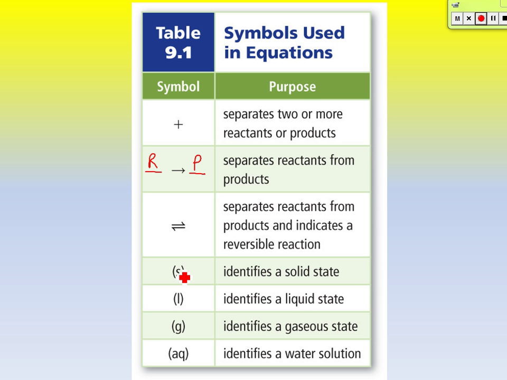Sometimes you'll see in parentheses a little s. What does the s mean? It's a solid. So if that substance is in the solid phase, sometimes you'll see a little parentheses subscript with an s in it. What does the l mean? It's a liquid state. g is in the gas state. And aq identifies a water solution. aq stands for aqueous, and aqueous means water. So if anything is dissolved in water, you'll see aq there.